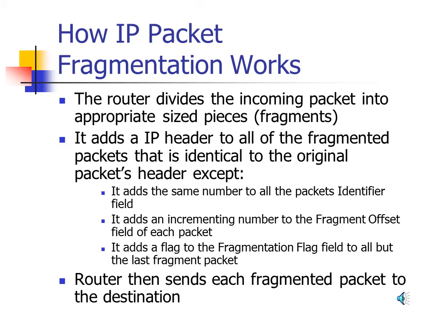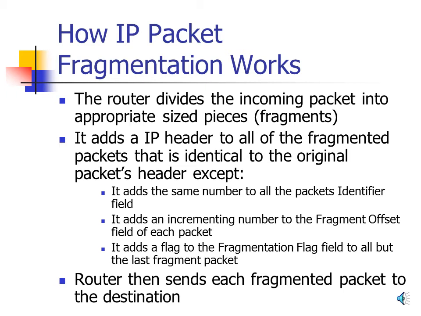But what it's going to do is use information inside the IP header to identify the fragments so that the destination computer can recombine these fragments into the original IP packet. What it's going to do with each fragment is add the same number to the identifier field in the IP packet of all the fragments.